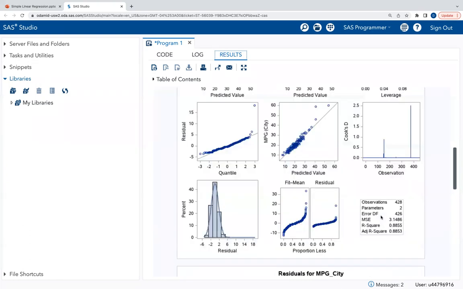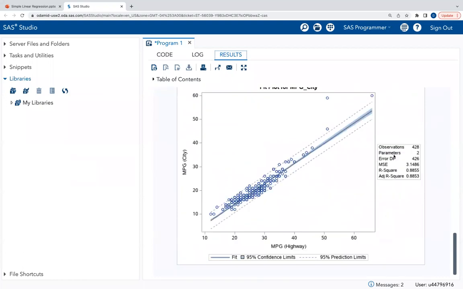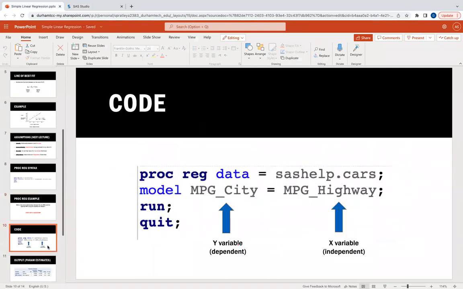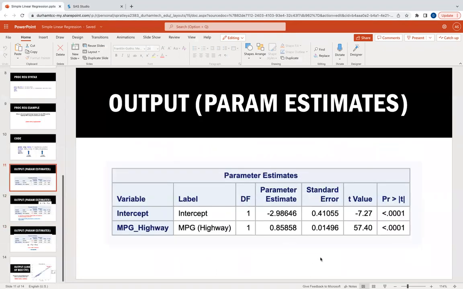And then we're going to also look at that line of best fit that we see. Okay, so let's go back to that PowerPoint and let's look at our results. So this was our code. We did PROC REG, the name of the data set, our Y variable equal to our X variable. And we got out some parameter estimates, as I already said.